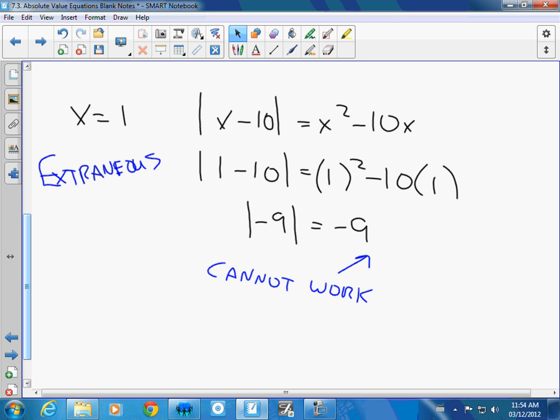Negative 1 minus 10 is negative 11. Absolute value of negative 11 is 11. Okay. Negative 1 squared is still positive 1. Negative 1 times negative 10 is plus 10. 1 plus 10 is 11. So does negative 1 work? Yeah.